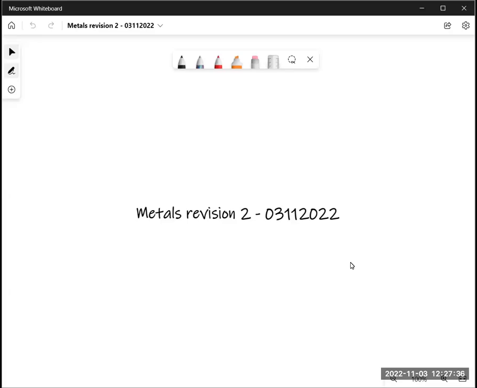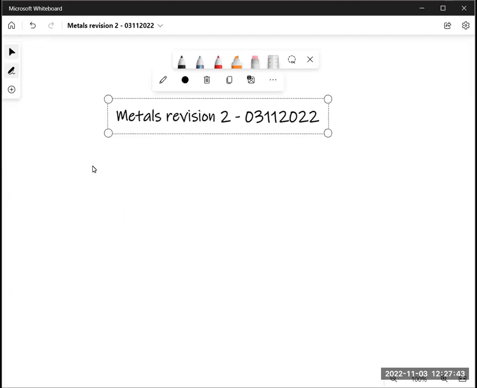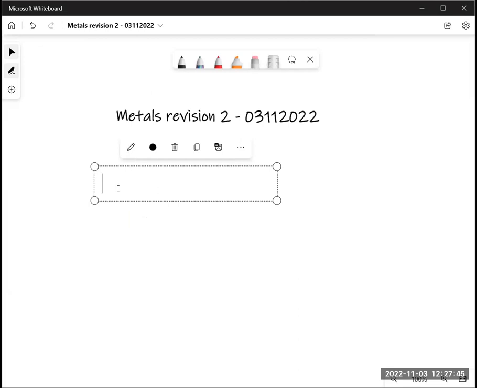We're studying IGCSE chemistry and we're starting metals revision 2. Metals revision 2 is all about the uses of metals, the uses of alloys, what are alloys, how do we make alloys, and some questions on it.